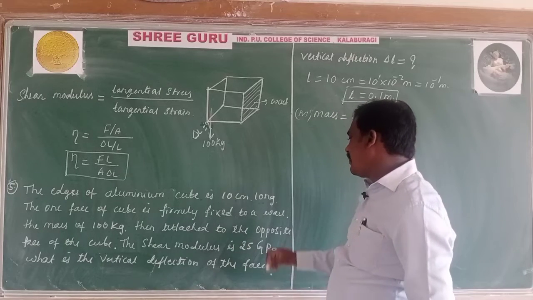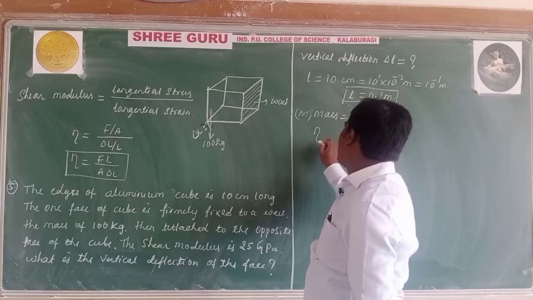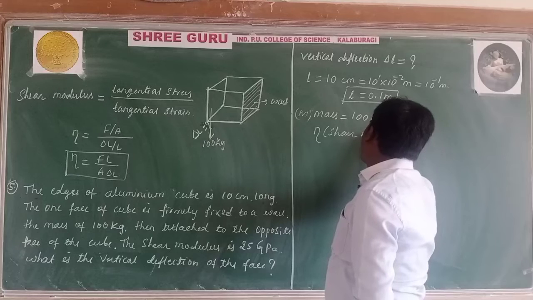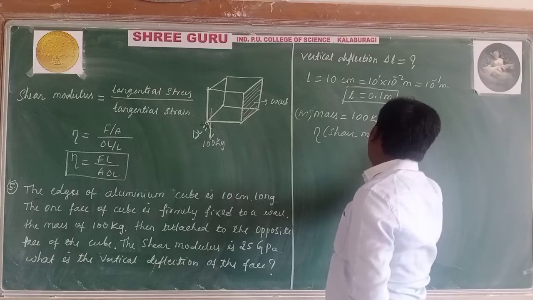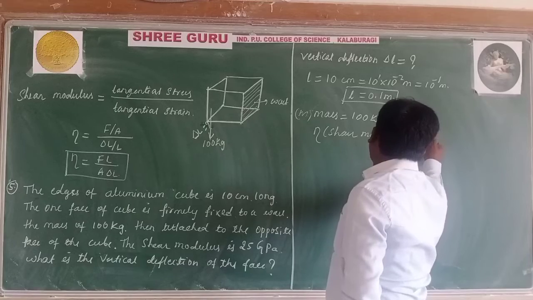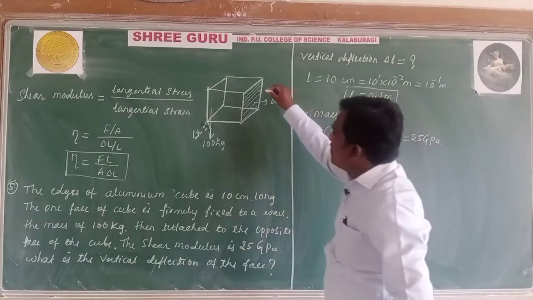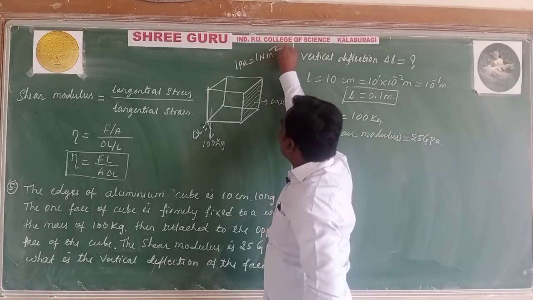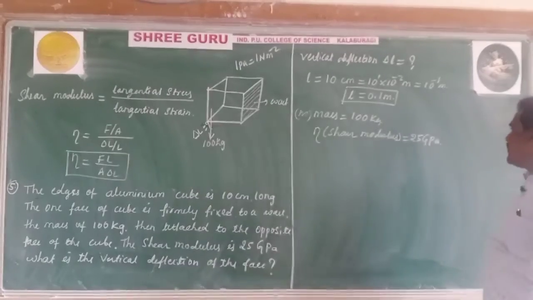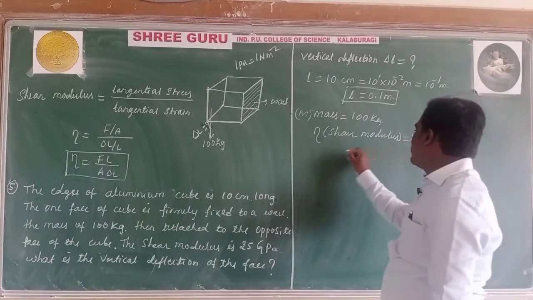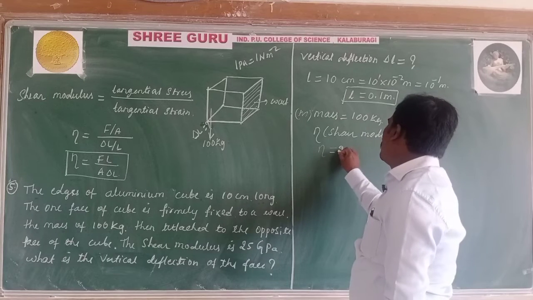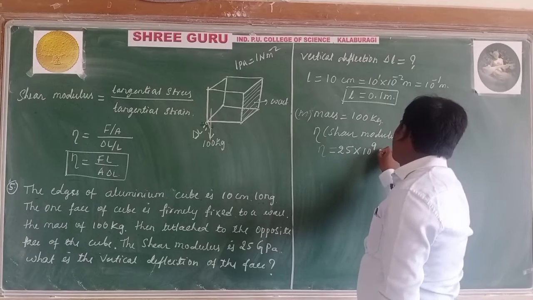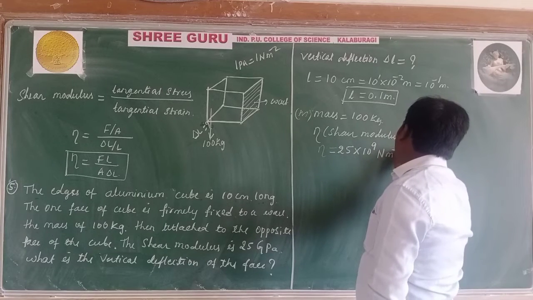Attached to the opposite face. The shear modulus, that is eta, is equal to 25 gigapascal. Already we know that 1 Pascal is equal to 1 Newton per meter square. We can also write eta equal to 25 into 10 to the power of 9 Pascal, or Newton per meter square.